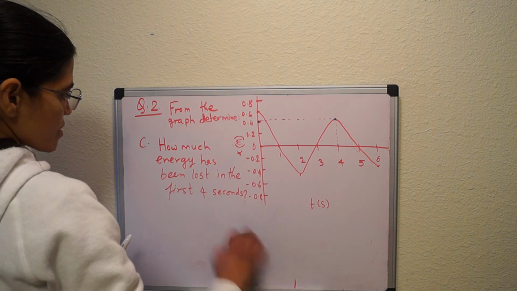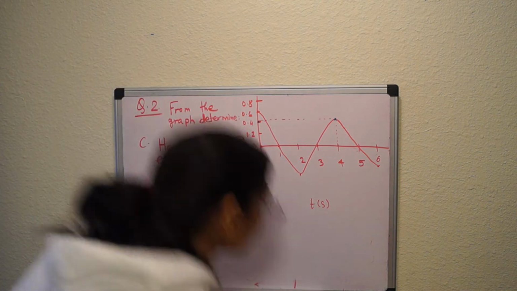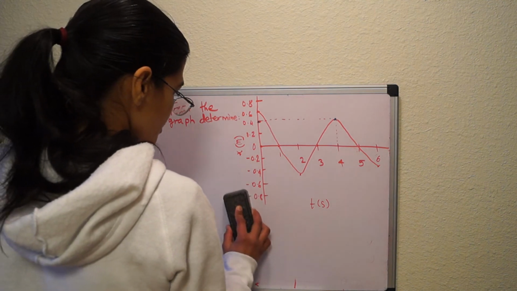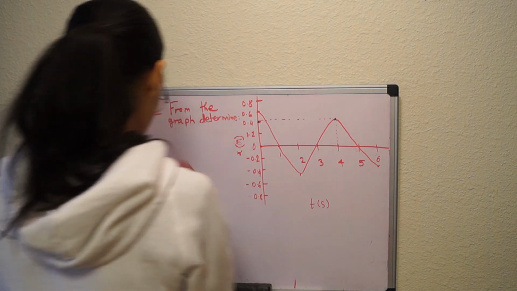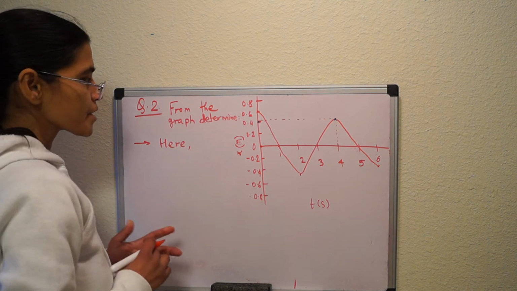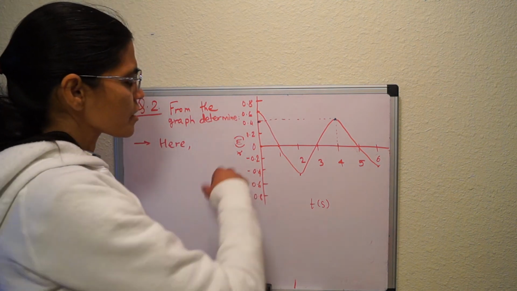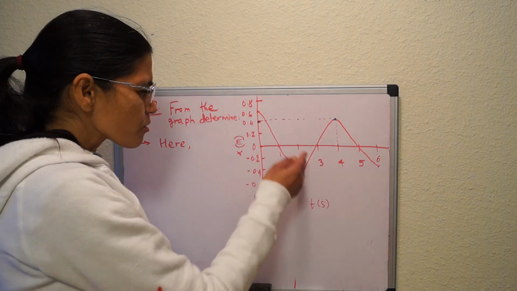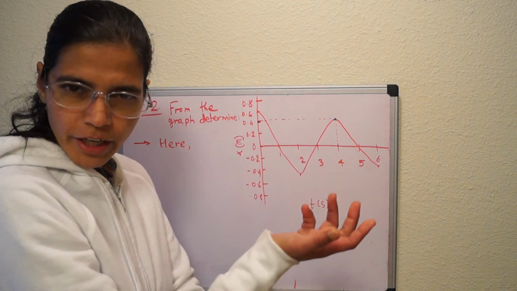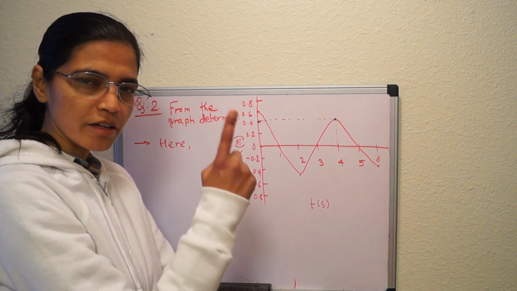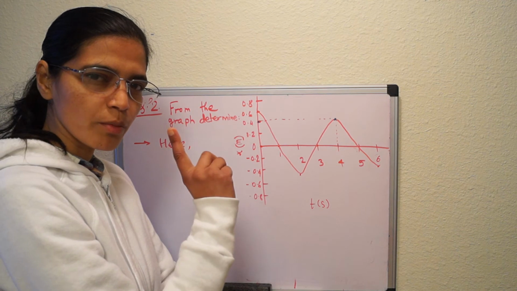Okay, I'm going to erase the question. I need that space. So, to answer this question, let's look at here. We are asked how much energy is lost in the first 4 seconds. We don't really need to know anything in between, right? When we want to look at the energy, just the initial point and the final point, those are the important things.